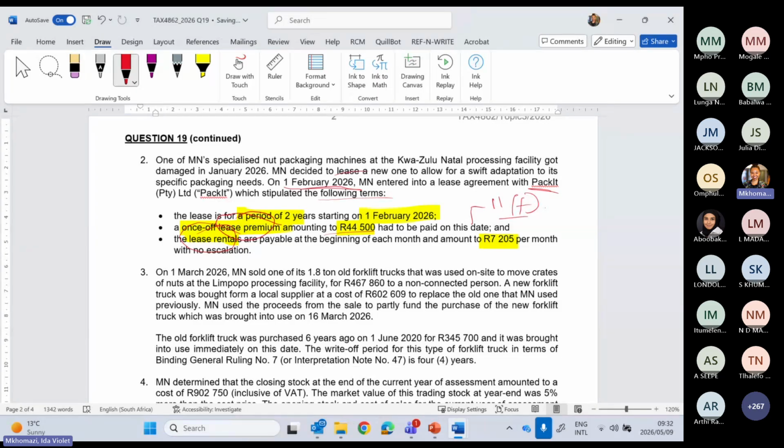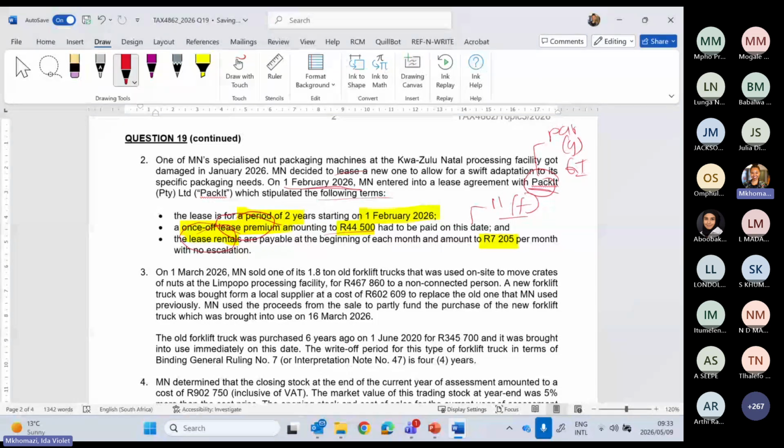The lessor, which is the party receiving the premium, this company called Peg-It, has an obligation to include in their gross income the full premium that they received in the year of receipt, in terms of paragraph G of the gross income definition. So as I said, this is a straightforward transaction. The only mistake that a lot of students made last year is that they forgot to apportion.